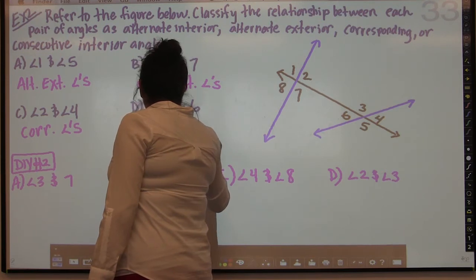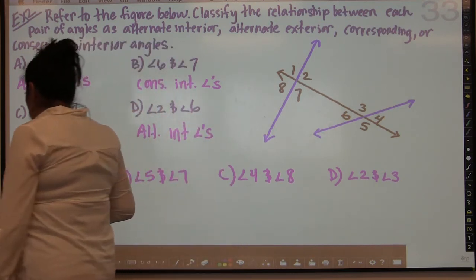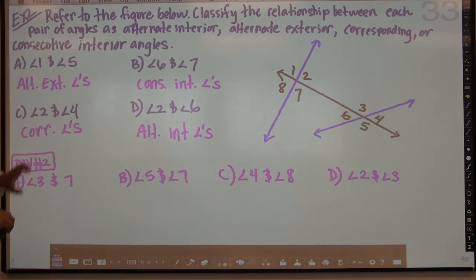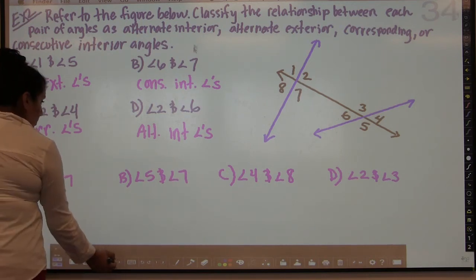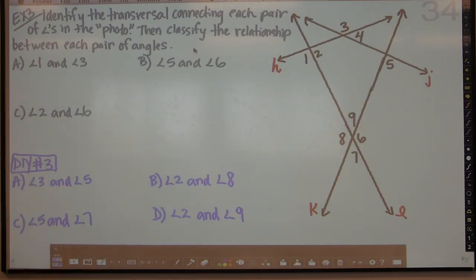So I hope that has made some sense for you, and right now you need to finish off the same diagram, same directions for do-it-yourself number 2, A, B, C, and D, classifying those angle relationships. And then we're going to go to our last example. This is a very short lesson.